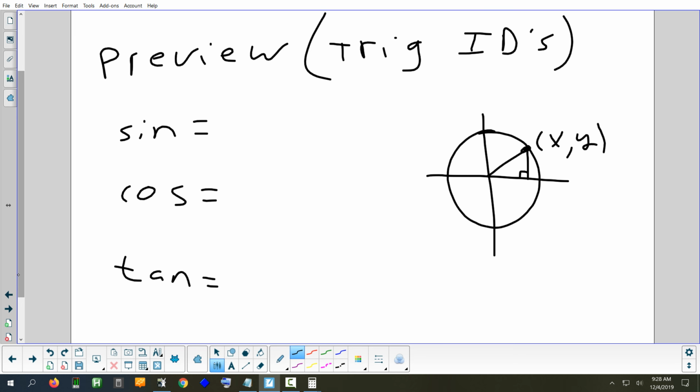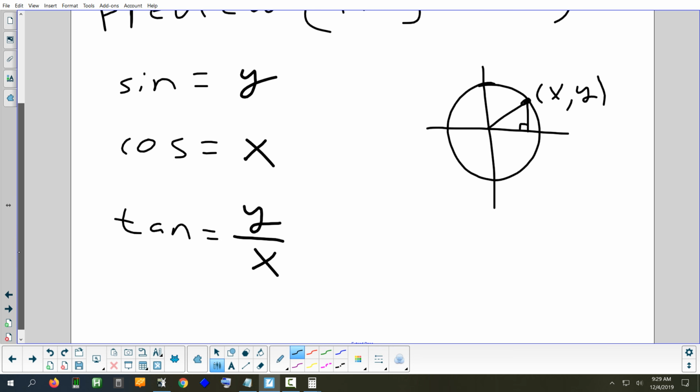Now, when we did unit circle trig, we had formulas for all of these. Sine was equal to a letter, cosine was equal to a letter, and tangent, we had 2 letters. Does anybody remember what letter sine was equal to? Yep, sine was y. And cosine was x. And how about tangent? It was y over x, perfect.